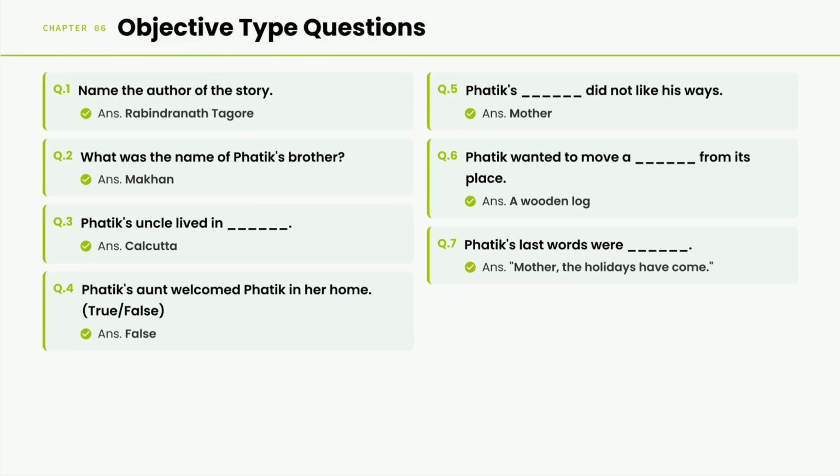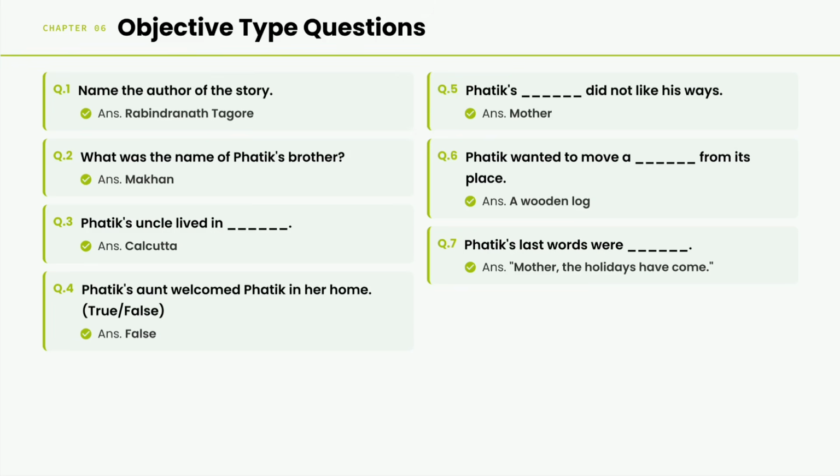Question 2. What was the name of Fatik's brother? Answer: Makhan. Question 3. Fatik's uncle lived in ______. Answer: Calcutta. Question 4. Fatik's aunt welcomed Fatik in her home. True or false? Answer: false.